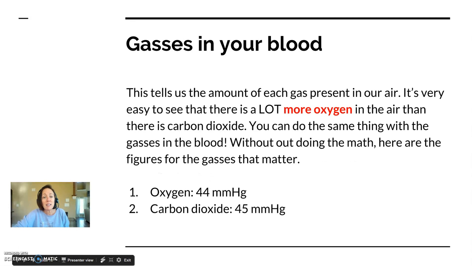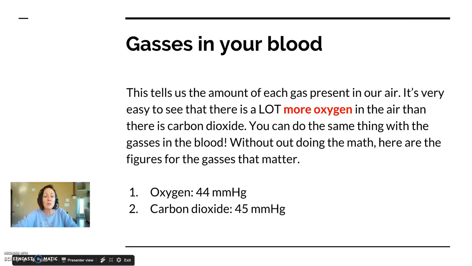So what you get shows you the amount of each gas present in our air. What is the partial pressure of nitrogen? What is the partial pressure of oxygen? And so forth. So it's really easy to see when you get that list written in front of you that there's a lot more oxygen in the air that we breathe than there is carbon dioxide.